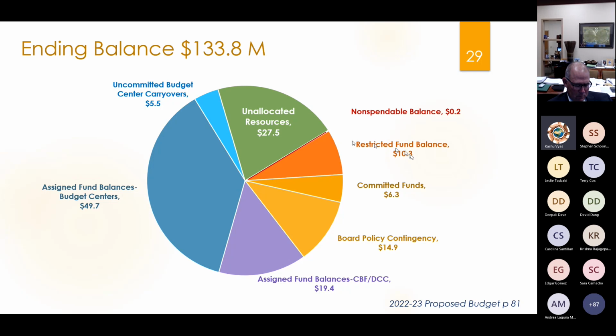Next is the restricted fund balance. So we have about 10.3 million in there, and it can be carried over, but can only be spent as set forth under code.